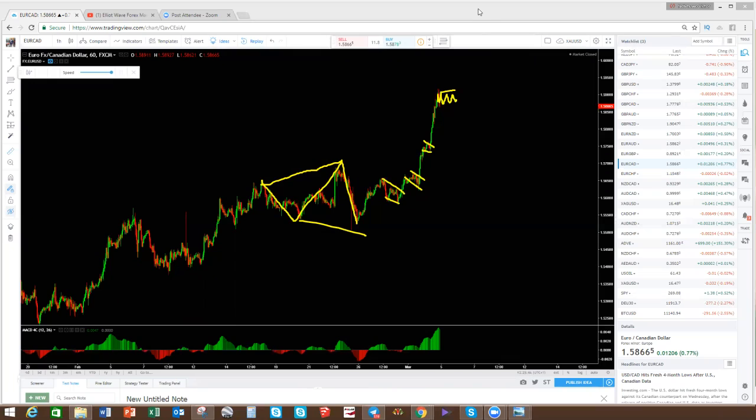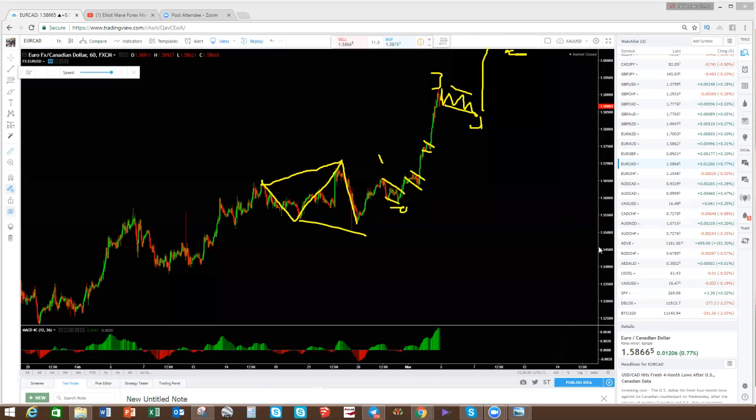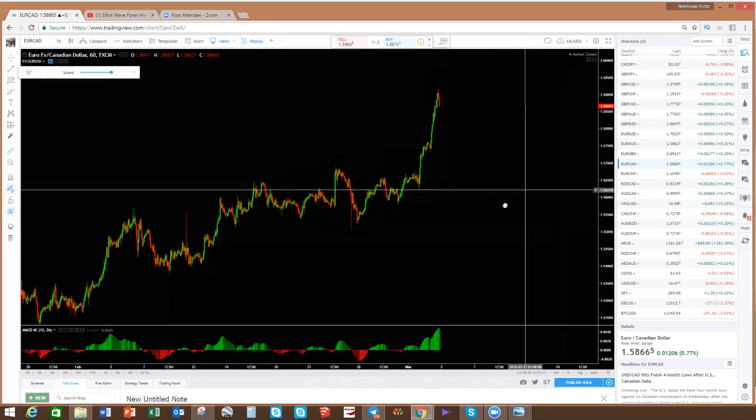We may just have to get a deeper one. We may have to get a deeper one for it to take us there, because you can see here we get a deeper one, and it will take us there. This 1, 2, 3, 4, 5 on this move. Okay. All right. So that's EUR CAD.